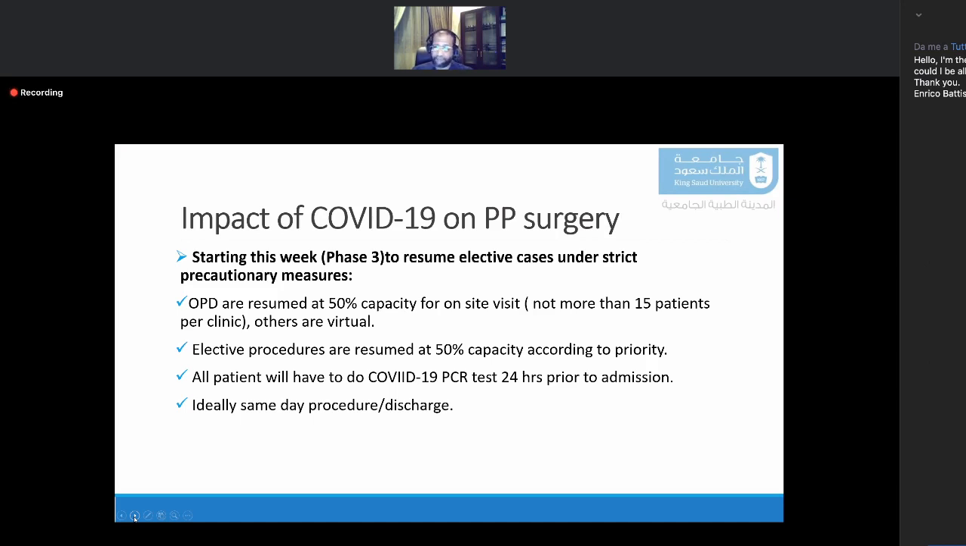Most of our cases now, if we have to do them, ideally should be done on the same day, with same-day discharge. And patients are usually admitted on the same day to a very special admitting ward where all the tests have been or should be reviewed, and the PCR test that should also be done 24 hours before should be confirmed negative before we proceed with the surgery.